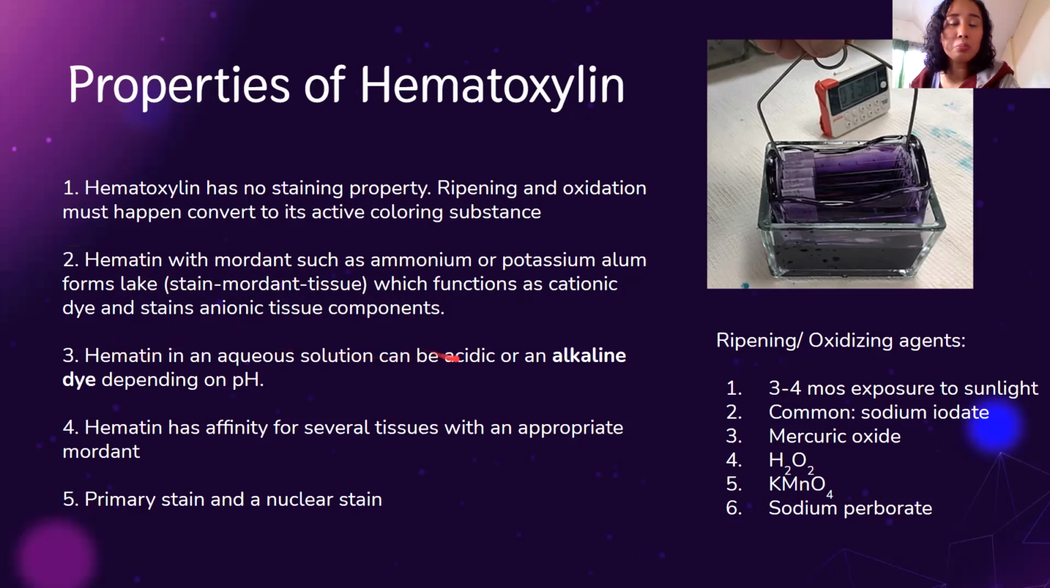So, your hematin could be acidic or alkaline, but usually it's alkaline in pH. Hematin has the affinity for several tissues. Different shades of purple, different shades of pink, sa hematin. So, H and E tayo, diba? Hematoxylin and Eosin. So, yung H, yung nauna, that's your primary stain, and usually that's your nuclear stain. And your Eosin is your secondary stain or your counterstain.